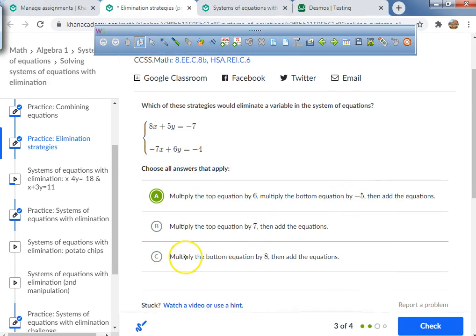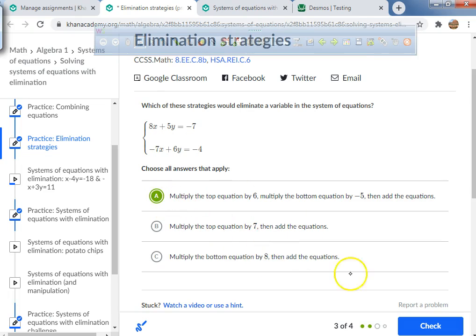And by the way, just so you guys know, this one's not correct either. If I multiply the bottom equation by 8, nothing happens. So right now, the only correct answer is A.